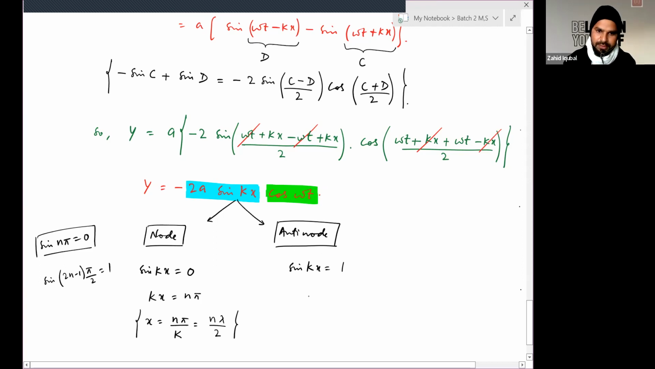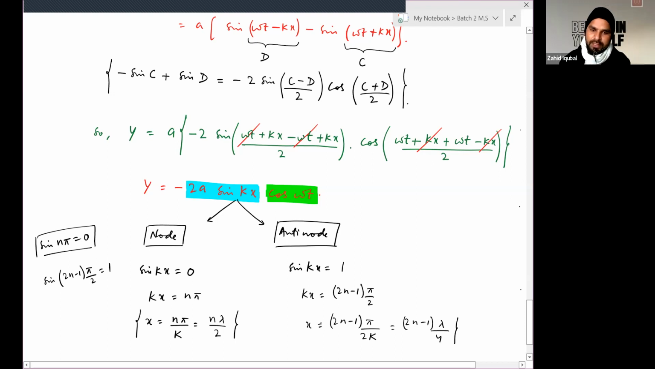So just compare it. You will get kx equals (2n minus 1) pi by 2, and x will be (2n minus 1) pi by 2k. And if you substitute k equals 2 pi by lambda, you will get (2n minus 1) lambda by 4. Now on putting the value of n, you will get the position of antinode on the string. Is it clear, Samaira?